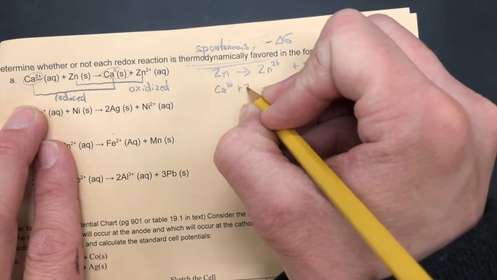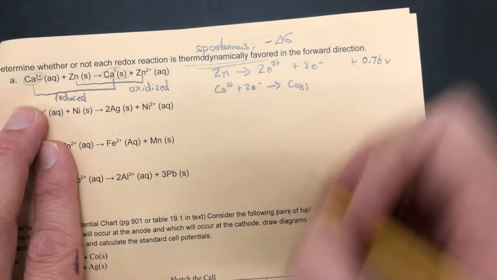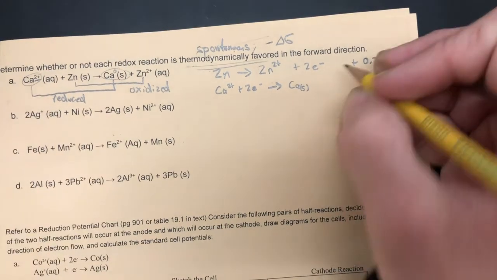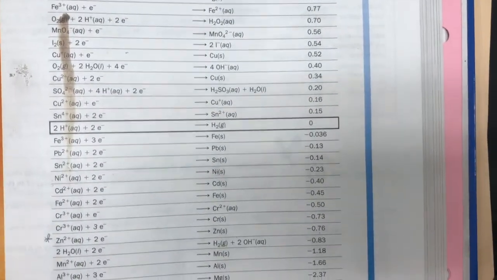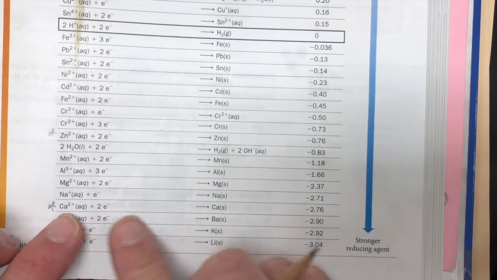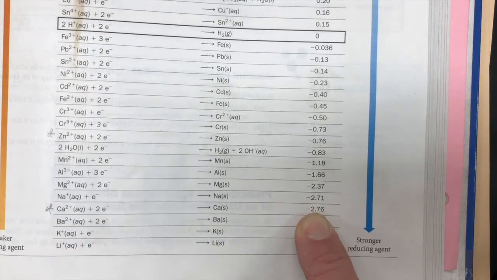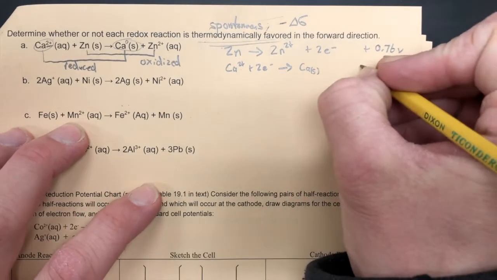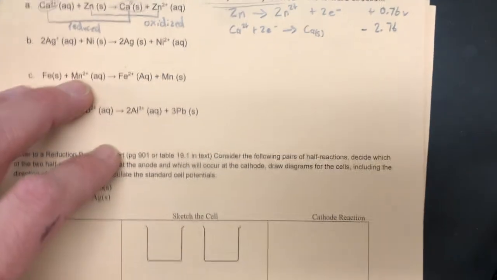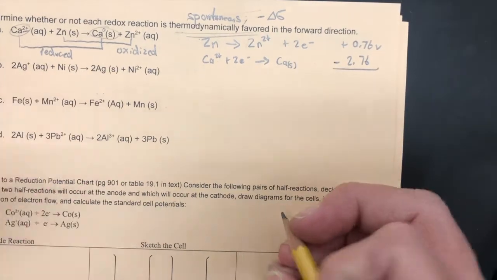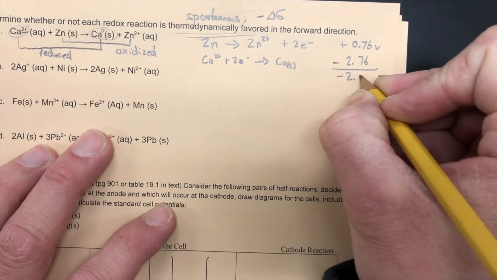The reduction reaction for calcium is the calcium ion plus 2 electrons makes solid calcium. And again, looking in my textbook, way on the bottom here, here's calcium. And so that is the reduction reaction. Its potential is negative 2.76. Now what we need to do is simply add these two numbers together and see if it's negative or positive. So if I put those two numbers together, it's going to be negative 2.00.